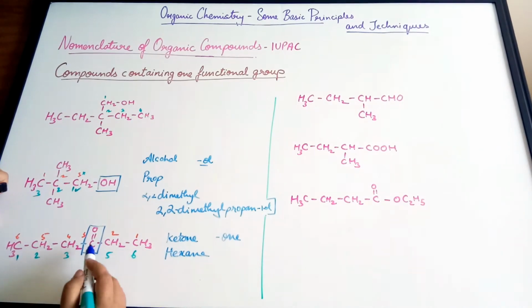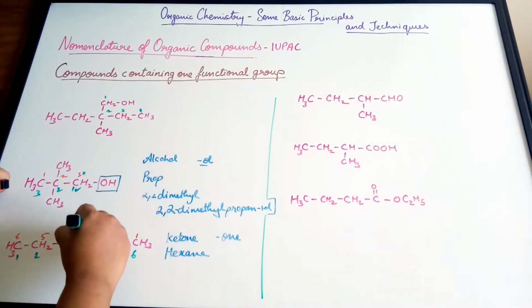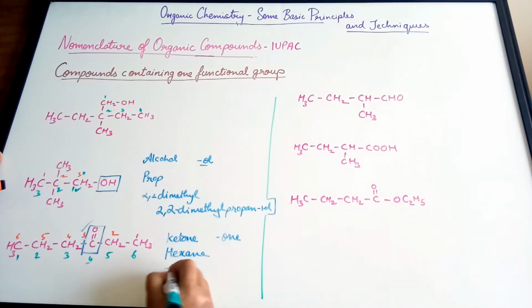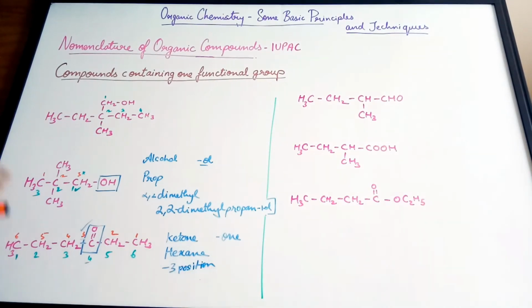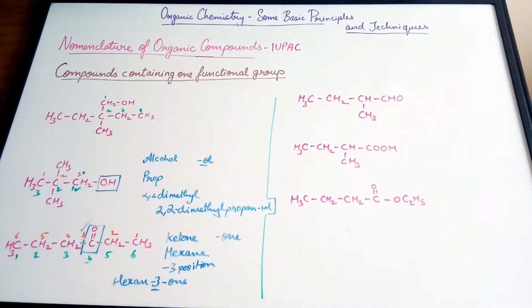Now, here the carbon atom, this functional group, can either be in the 3rd position or the 4th position, and we'd obviously pick the 3rd position because it's lesser. So the name of the compound would be hexane, hex, and 3, because it's in the 3rd position, 3-one, hexanone. And to denote the position of the ketone group, it is written as 3.